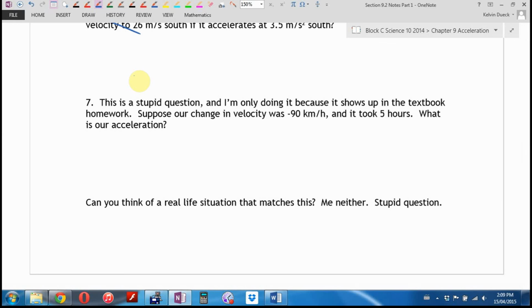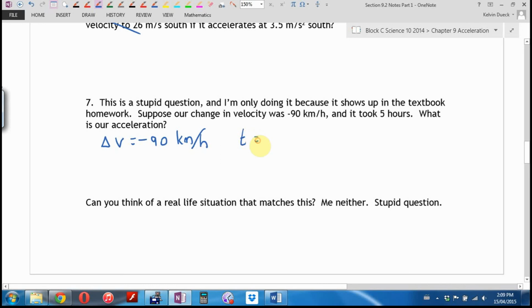Suppose our what? Okay. So now change in velocity is negative 90 kilometers per hour. And it took, what's that, 5? Time? What's this want me to find? What's the equation that has the A by itself? V over T. Got to be fussy. It's not quite V over T. Change in V over delta T. You know what? They gave me delta V. It's negative 90. And this is in hours, but this is in hours, so I don't need to do any conversions. I'm okay with this.